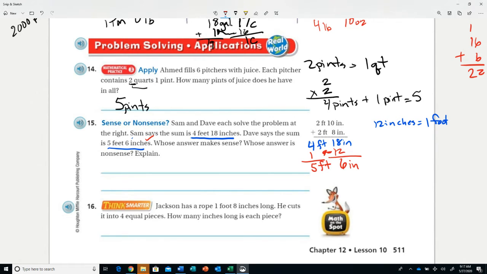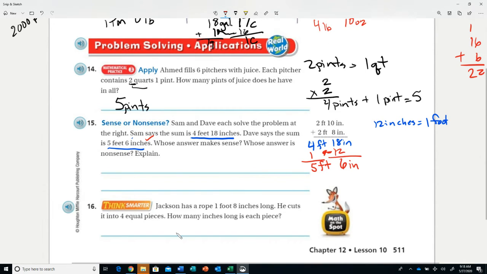So I would say for this, they are both correct, and then I would just say that Dave has reduced this, I guess. That's more of a fraction term. But you can't do anything else to 5 feet 6 inches. 5 feet 6 inches is it. So there you go. You guys decide how you want to answer that question.